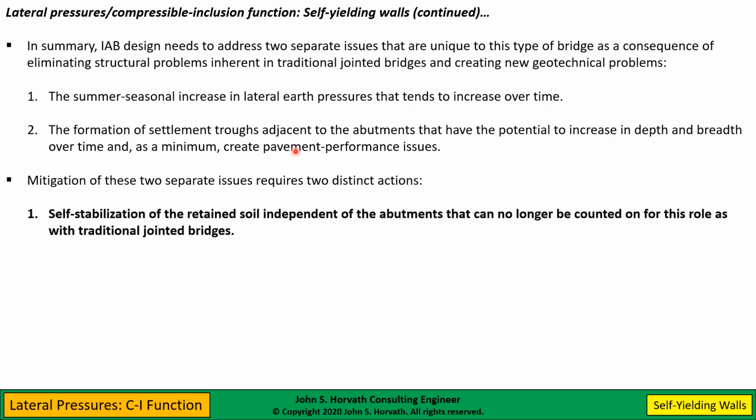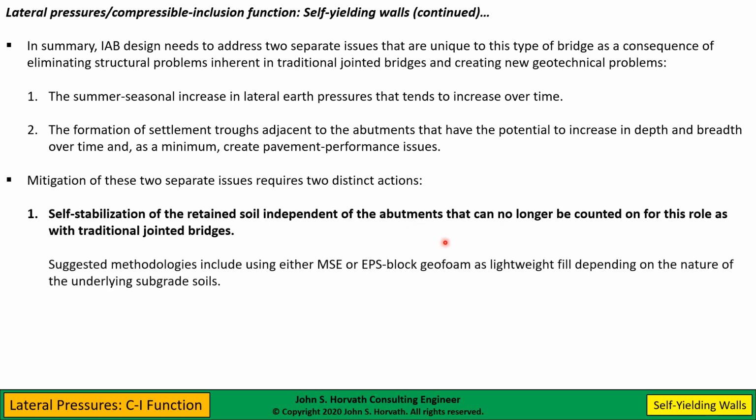requires two distinct actions. Number one, the retained soil needs to be self-stabilized independent of the abutments. You know, with the traditional jointed bridge, the retained soil could count on that abutment not moving for the life of that structure and holding it up. Well, with an IAB, the soil can no longer depend on the abutment because that abutment's going to go back and forth with the seasons. So the retained soil needs to be self-stabilized in some way. It can't count on the abutment.